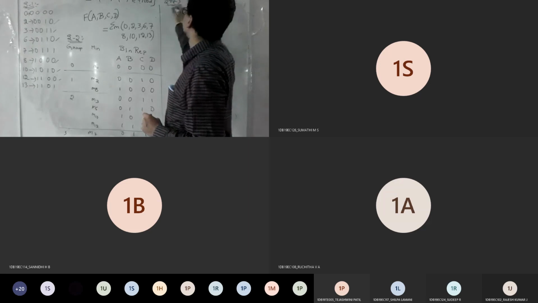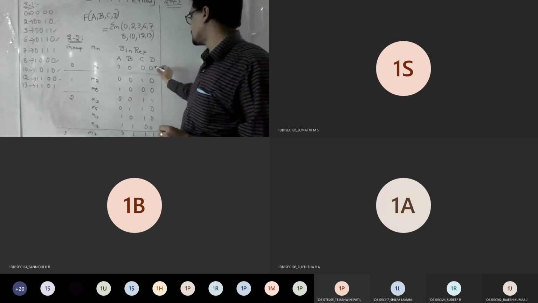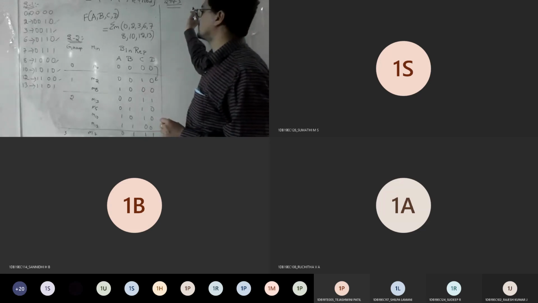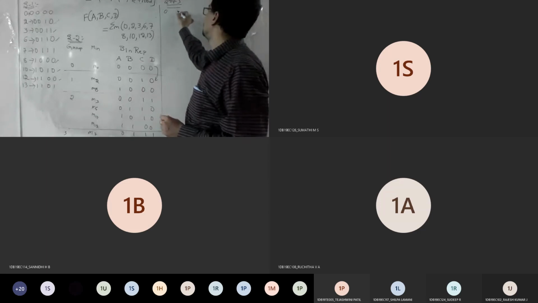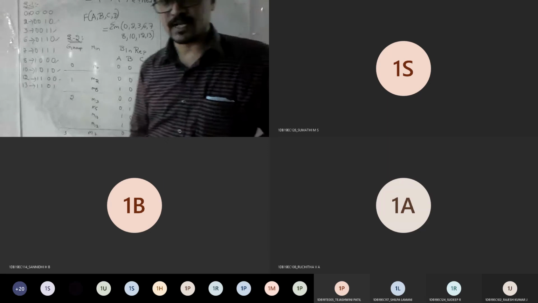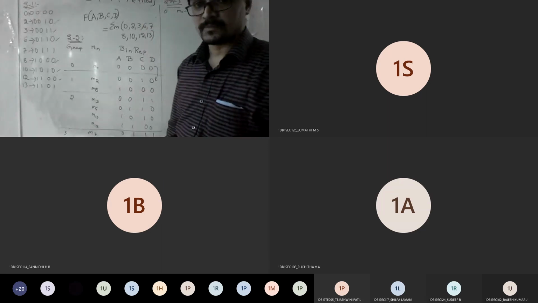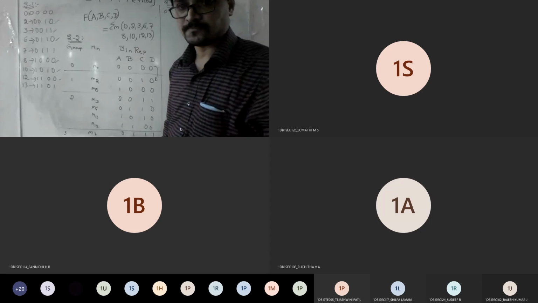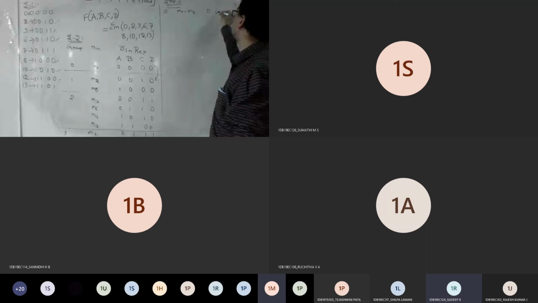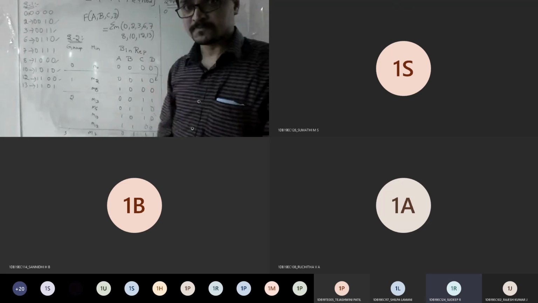Now write step 3: compare group 0 with group 1. Group 0 is M0 and group 1 has M2. Compare these two. What is the answer here? It is 0 0 dash 0. Everyone got the logic now? How to solve?